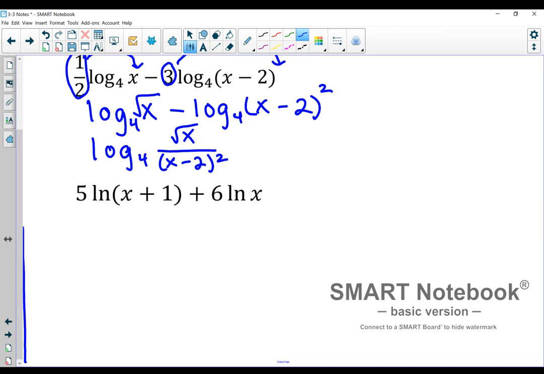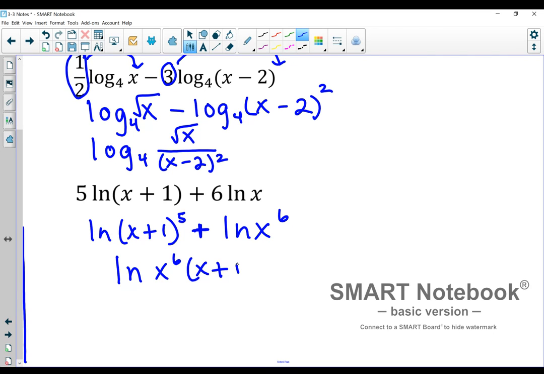For our second one, same steps again. Coefficients will become exponents. So natural log of the quantity x plus 1 raised to the 5th power plus natural log of x to the 6th. And then I need to now, because I have a plus sign here, I'm going to be multiplying the x plus 1 to the 5th and the x to 6. And we really like it when the 6th power is first, so I'm going to write it that way. And we now have them as a single logarithm.